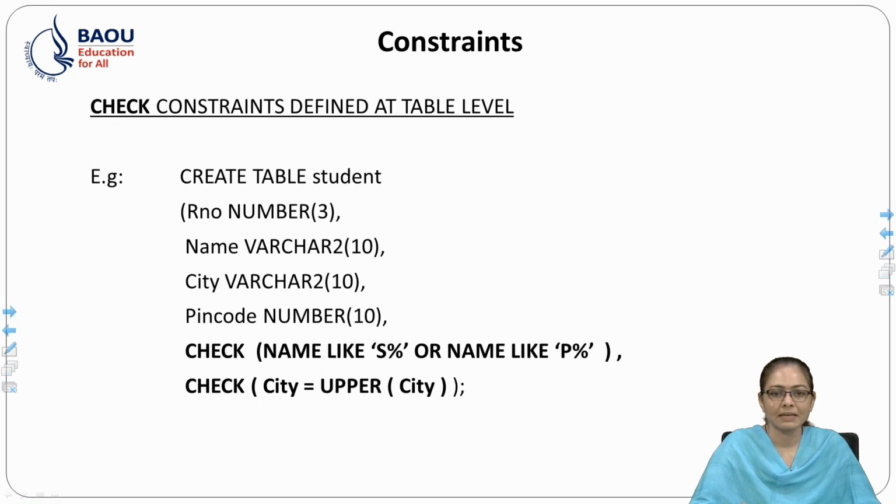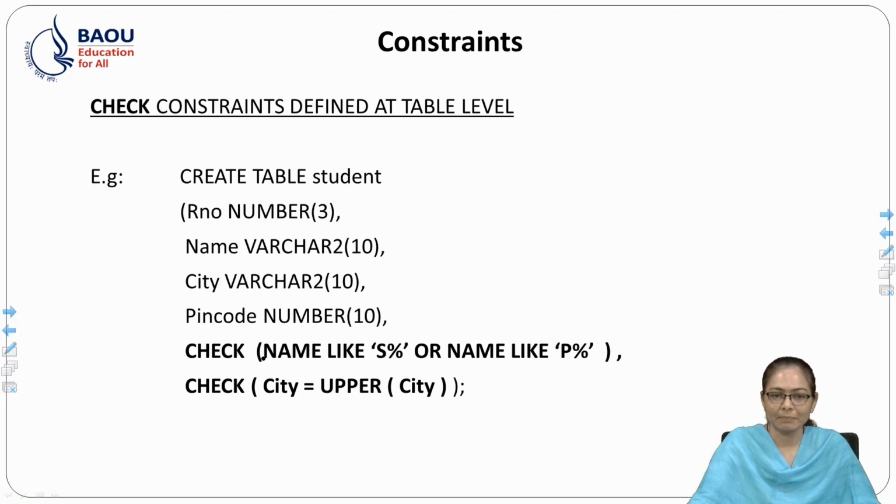Here we see create table student, then roll number, number 3, then we define the name column, after that we define the city column, after that we define the pin code column. All the columns are defined, after that we define the check constraint. This is called the table level constraint.